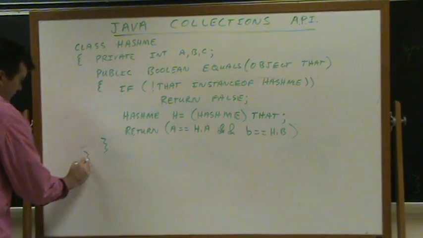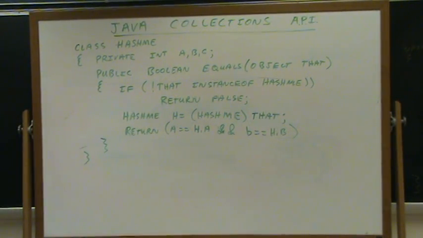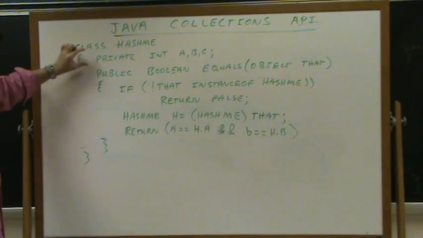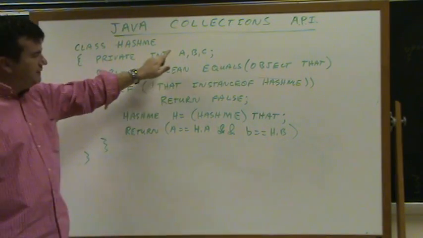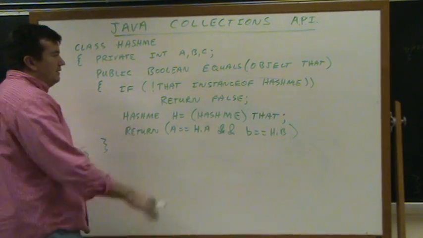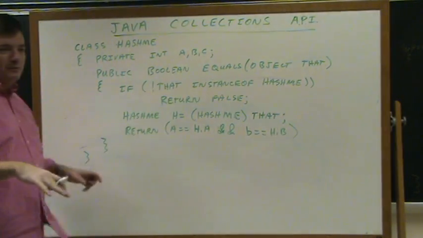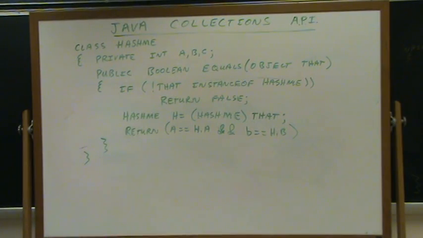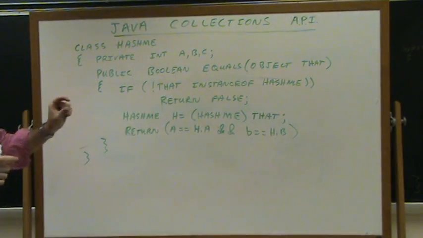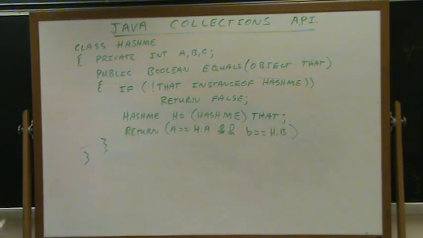So in this case, I'm making a class called HashMe, a class that has three fields, A, B, and C. We could think of this as like the suit and the rank of a playing card, but there are three fields that have meaning to us, because we made this thing up, and the compiler really doesn't know what it means if two objects with an A and a B and a C are equal to each other. So we're going to explain to it what it means to be equal.